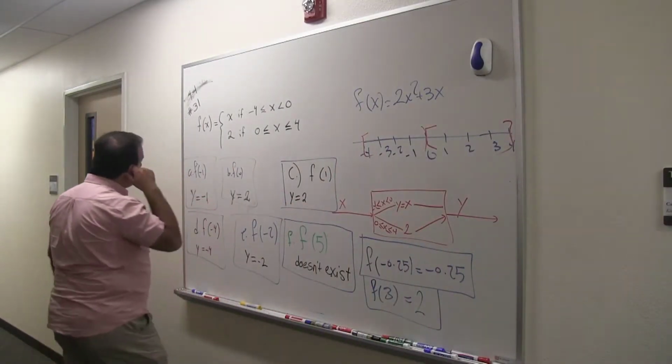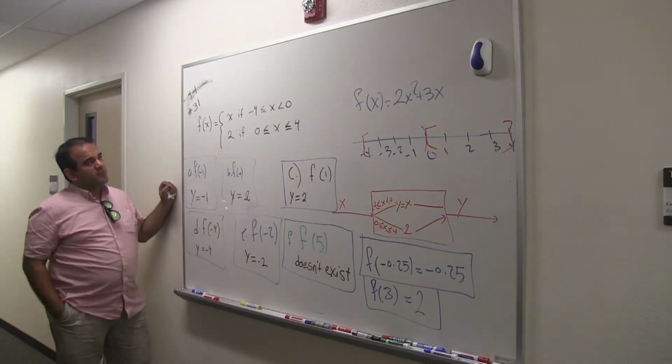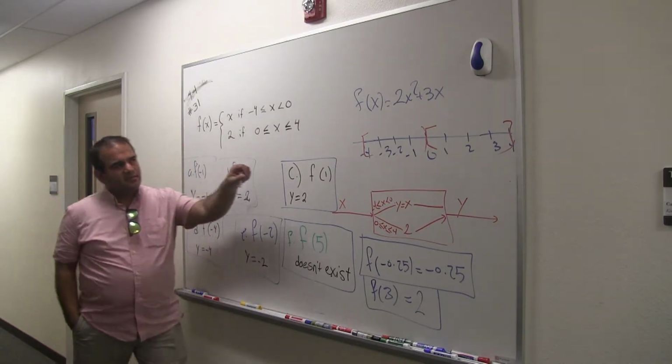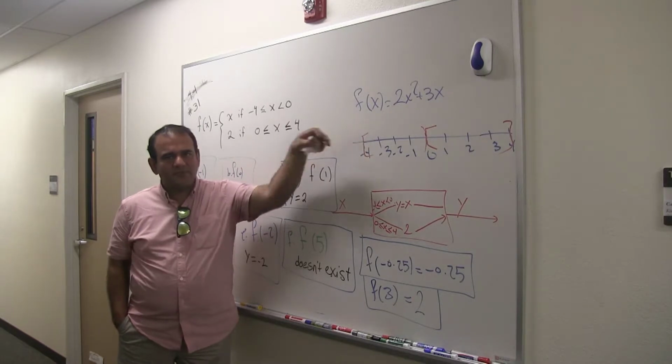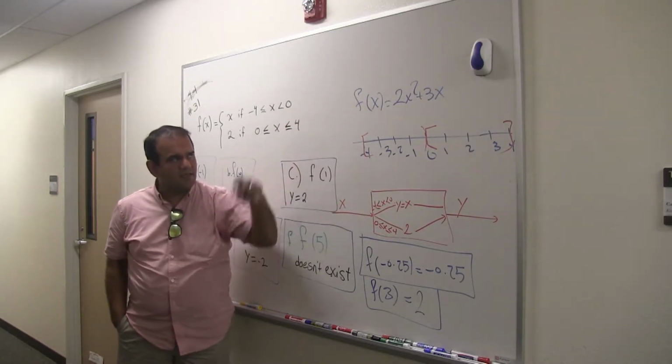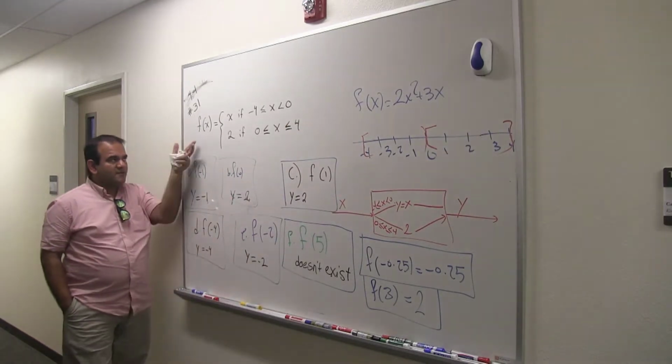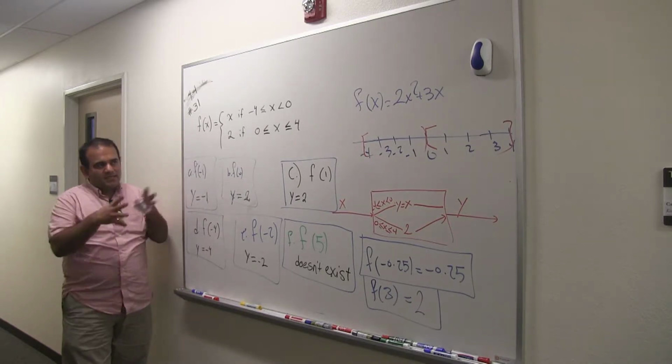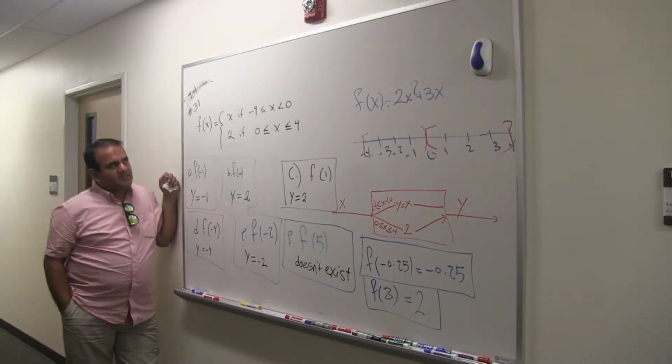All right, we're looking at question 31 in section 1.1. So we have a function that is different from a lot of functions that we see. It's not just one line; this function is in pieces. So we break the domain into different pieces.